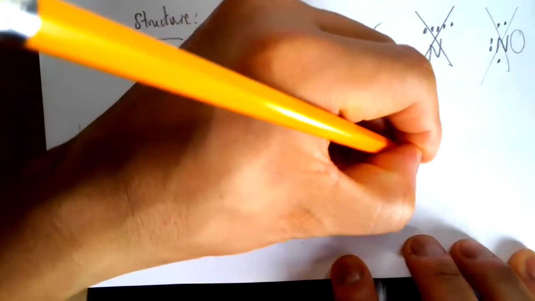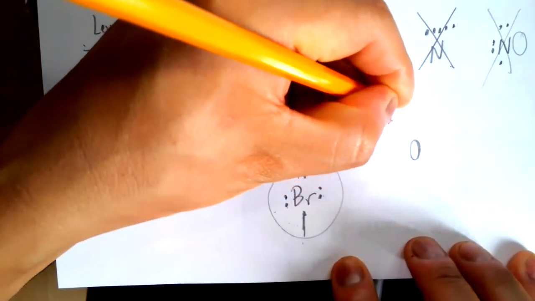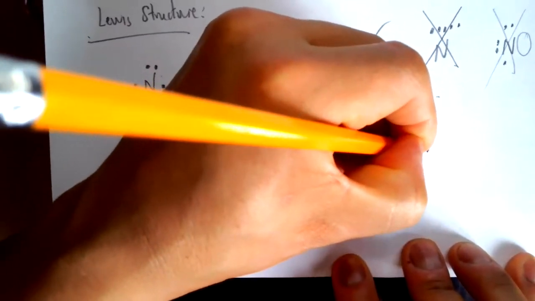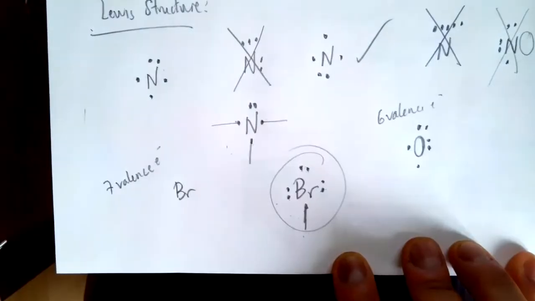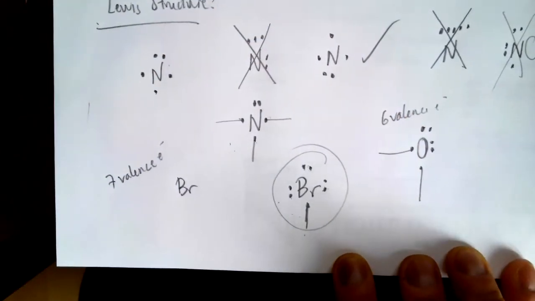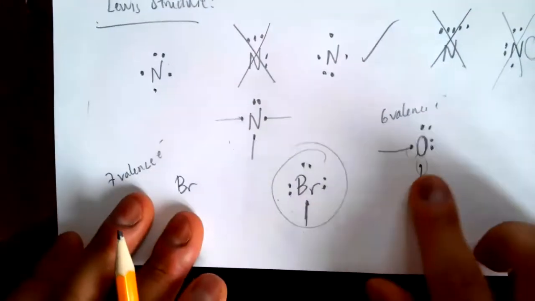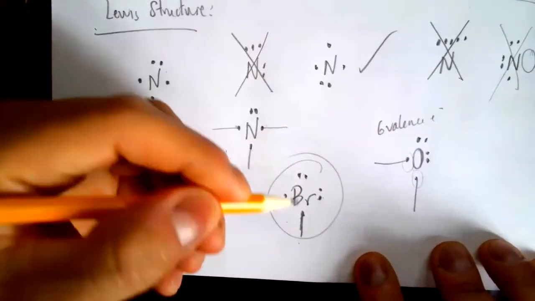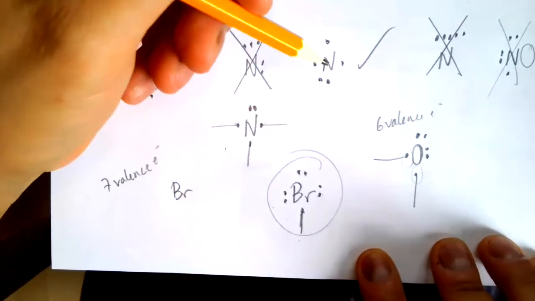In the case of oxygen, oxygen has 6 valence electrons: 1, 2, 3, 4, 5, and 6. That means that oxygen can form two bonds. So each of these can form a chemical bond. Why is it forming a chemical bond? Because if it forms a chemical bond, it gets the octet.